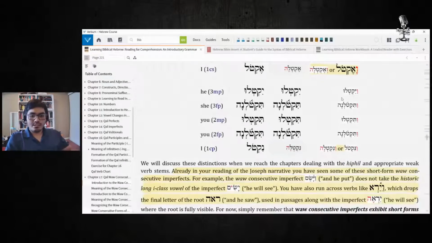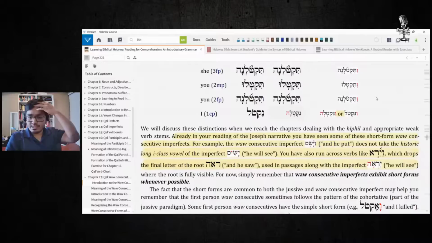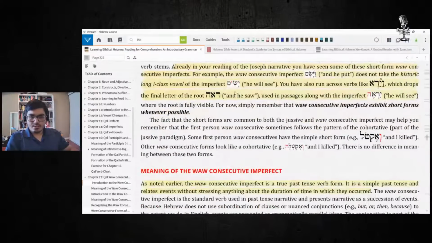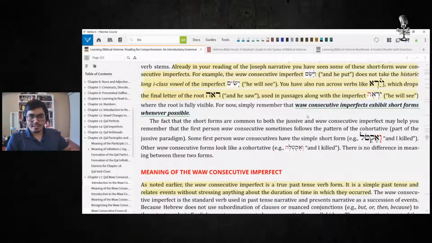You may recall running into that form already in our grammar exercises. So you know for sure that that is a Viktor form, because the imperfect form will never use vayhi. It will be yihye. So whenever there is a short and a long form, the vav consecutive imperfect will exhibit the short form, as explained here.